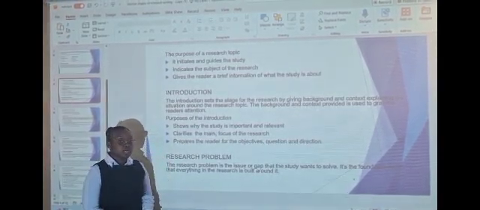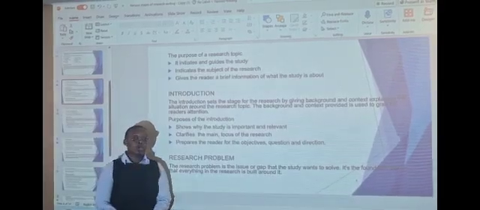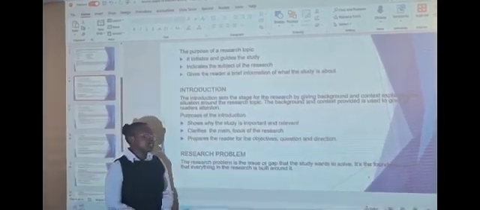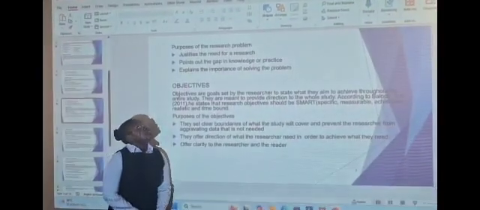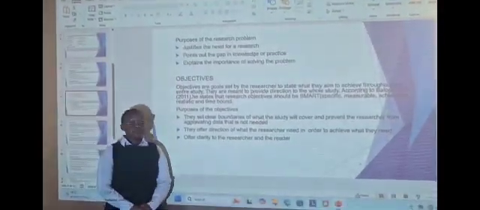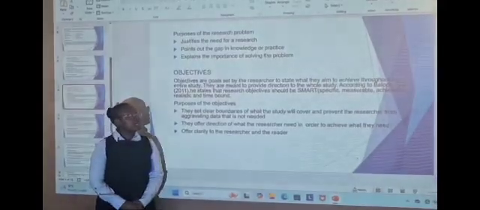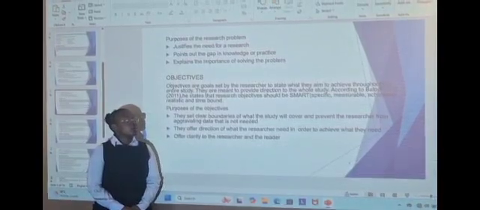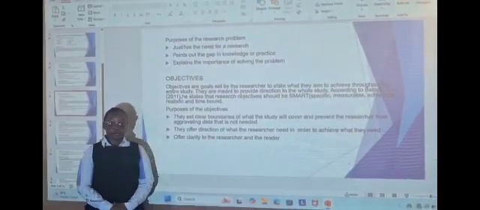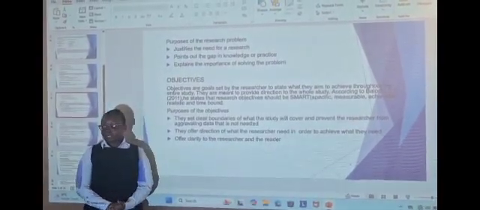I'll also be talking about the research problem, which is the issue or gap that the study wants to solve. The purpose of the research problem is to justify the need for research, point out the gap in knowledge or practice, and explain the importance of solving the problem. I'll be handing over to Sandra.